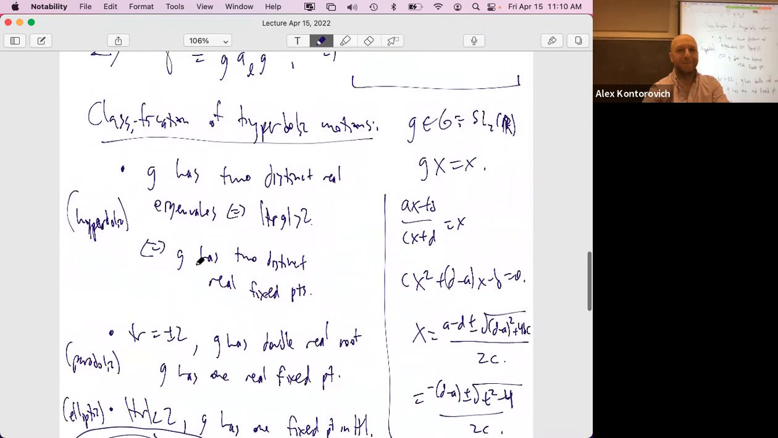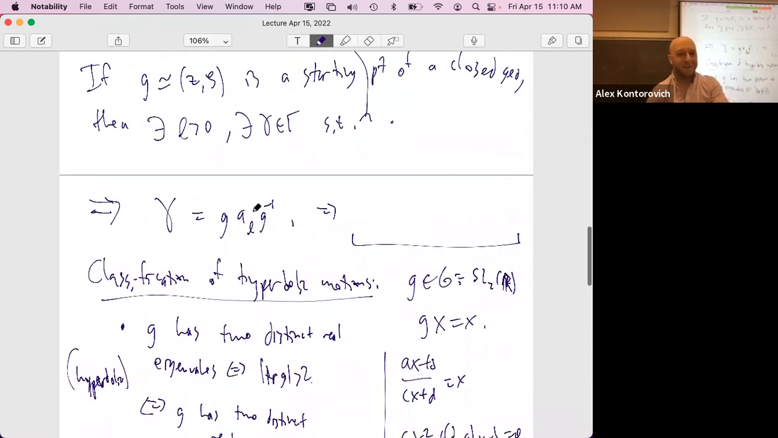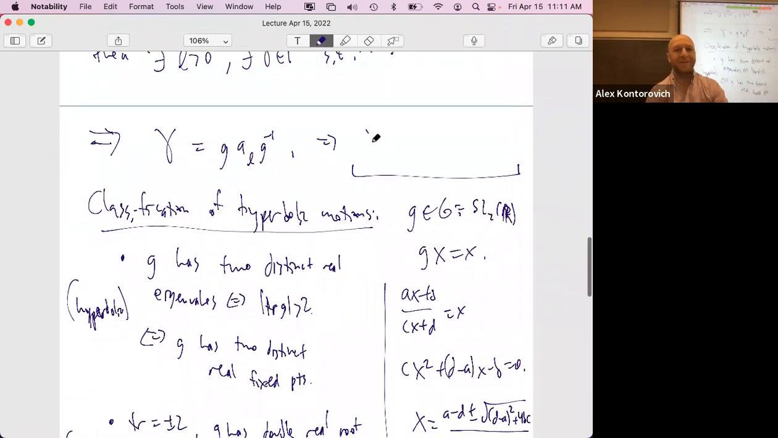Okay, so the fact that this is diagonalizable with two real eigenvalues, because we've diagonalized it. If I put the g and g inverse on the other side, now I have a diagonal matrix, which is e to the l over 2, e to the minus l over 2, and those are distinct. L is bigger than 0 means that gamma has two distinct real eigenvalues. So it's hyperbolic. Hyperbolic, yeah.